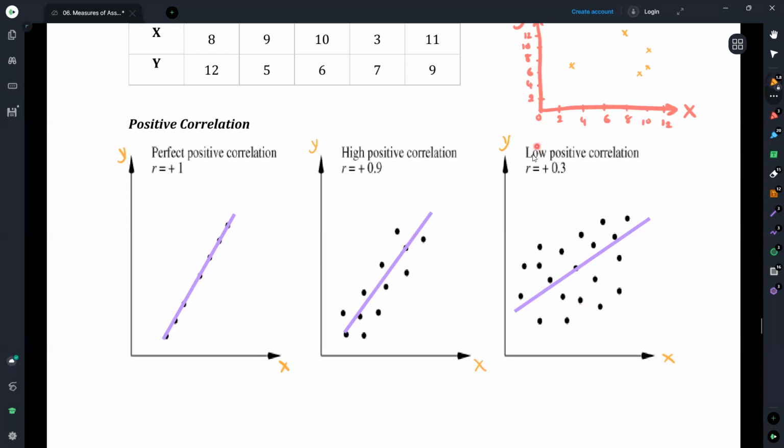And we can comment on the strength of the relationship as well. Here we can say that it is a low positive relationship. It is because the points are somewhat scattered away from the line. That's why we can say that it is a low positive correlation, and positive in the sense that as x increases, the value of y is also increasing.